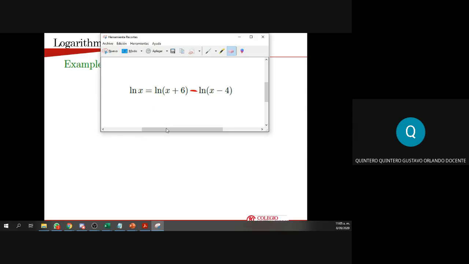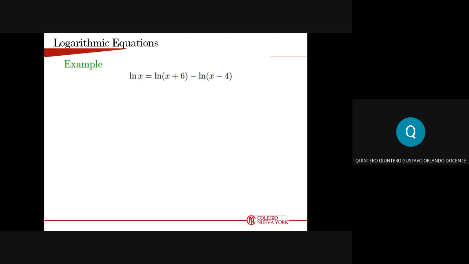All right, let's take a look at some ideas. Stefa Cabrera is saying combine both in the right side because they are subtracting and they have the same base. Yes! Stefa!